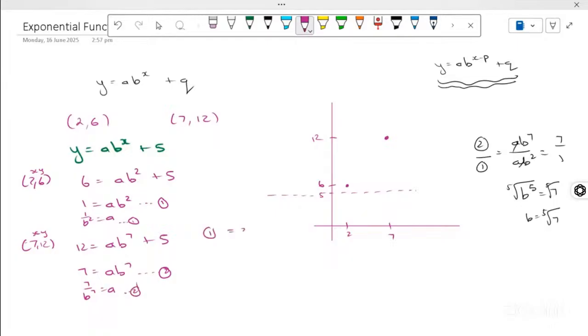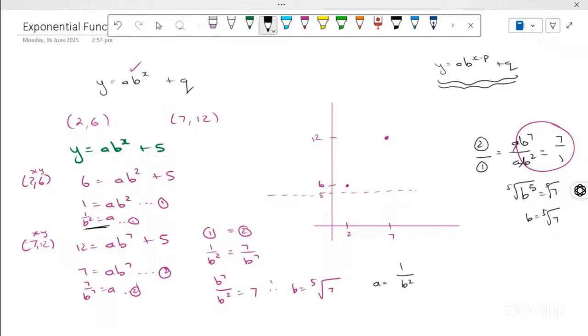So when 1 is equal to 2, method number 2, we got 1 over b squared equals 7 over b to the power of 7. We then cross multiply. b to the 7 over b squared equals 7, which gets us back to that point anyway. And so we end up with b equals the fifth root of 7. So I've got b. All I need now is a. So to get a, I would put it into one of those equations. a is 1 over b squared. So a equals 1 over b squared. And that's 1 over the fifth root of 7 squared.